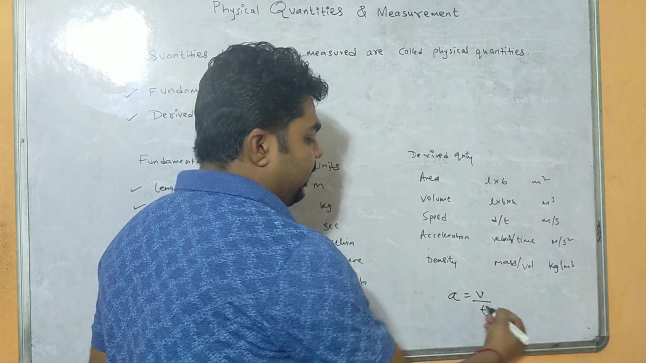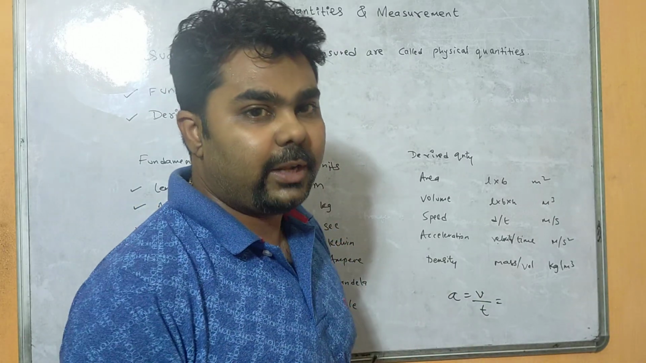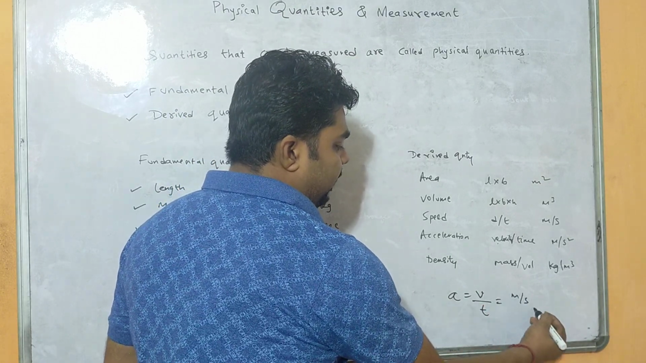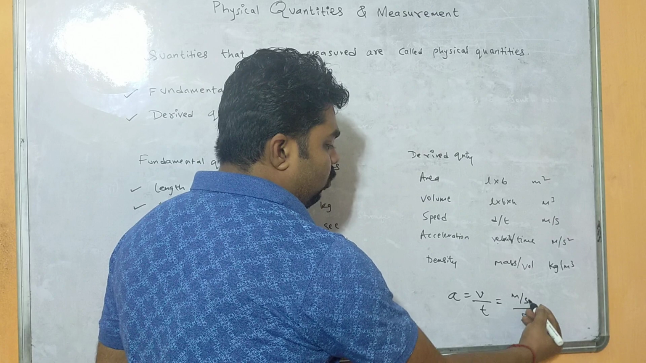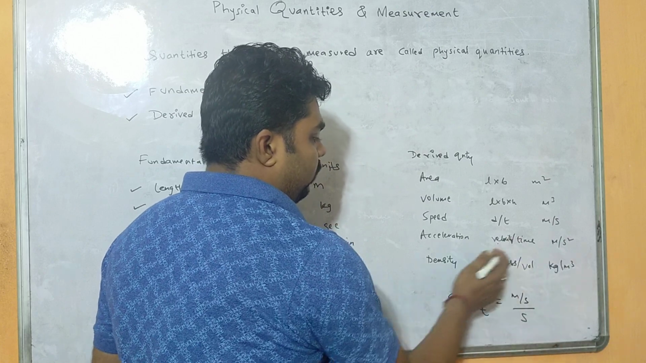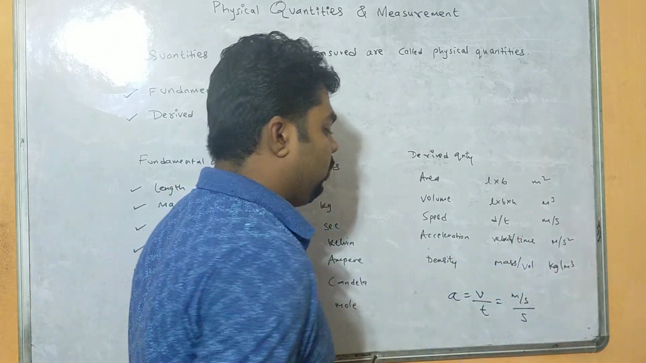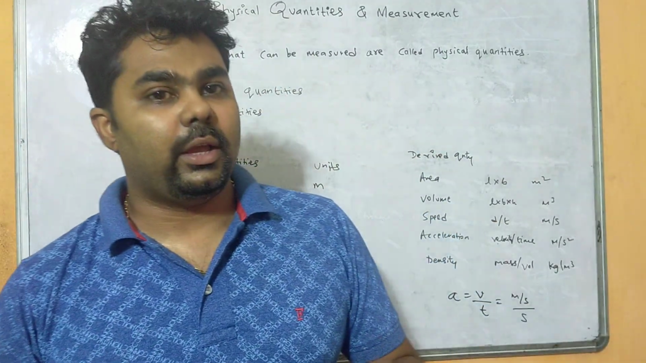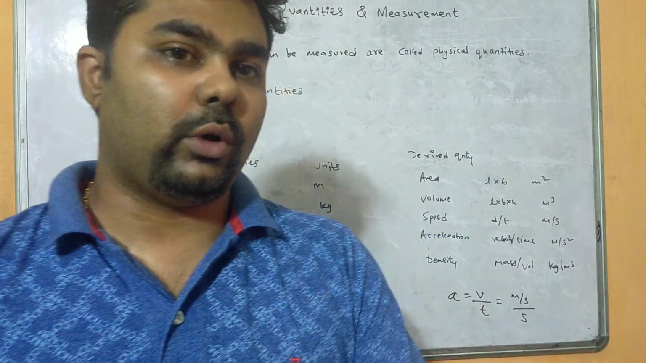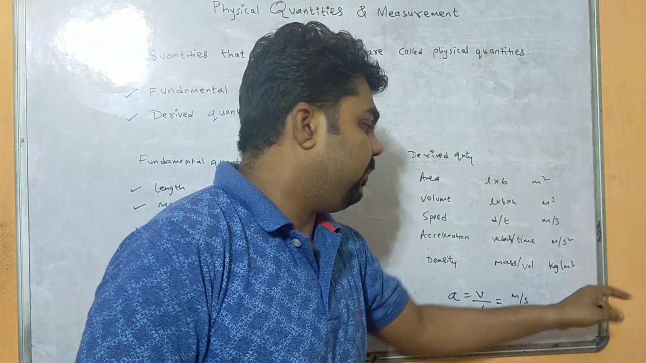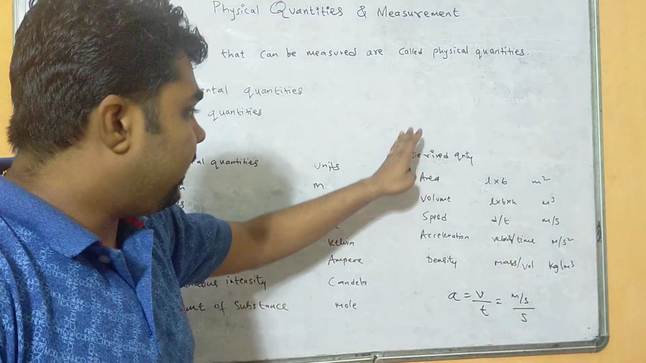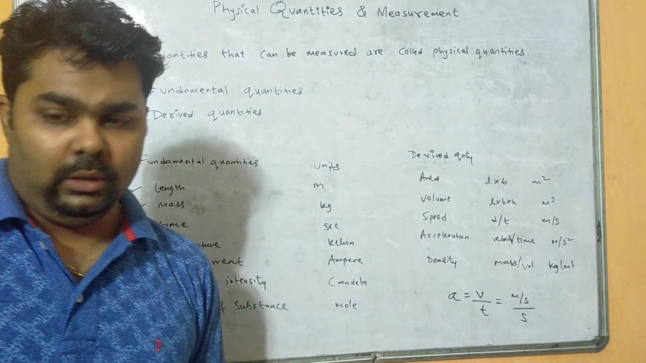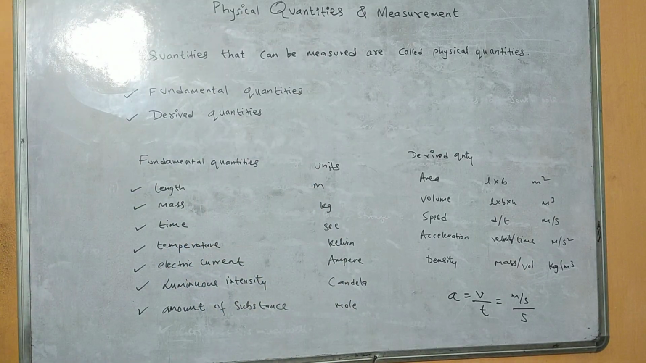Velocity and speed are more or less the same, they only differ in terms of direction. Velocity here is meter per second and time is in second, so that is second square. Therefore I wrote meter per second square. Density is mass by volume. Mass is in kg, and volume again is length into breadth into height, therefore meter cube, so kg per meter cube. So these all are derived units, they depend upon fundamental units. This you need to write in your exercise book.